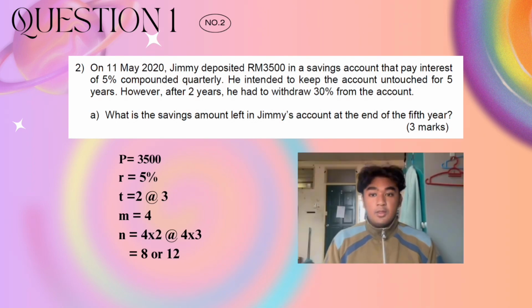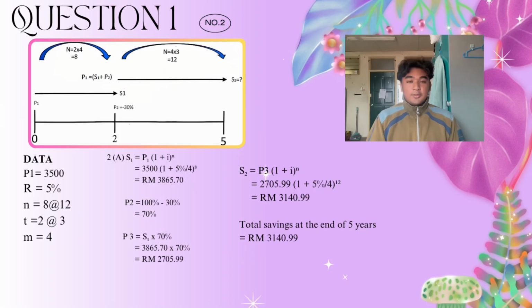So based on this statement, we know that the P is 3,500, the R is 5%, the T is 2 or 3, the M is 4, and the N is 8 or 12. So to answer the first question, we just have to key in the data using the compound interest formula to count the first 2 years. We will get S1 equals 3,500 open bracket 1 plus 5% divided by 4 close bracket to the power of 8, and you get RM3,895.70.